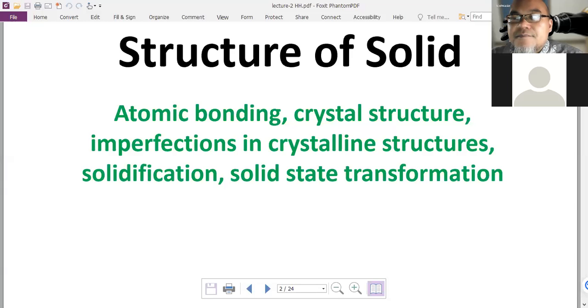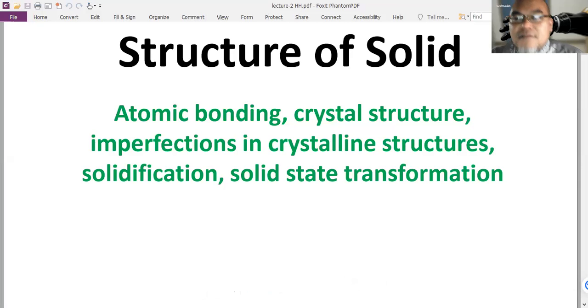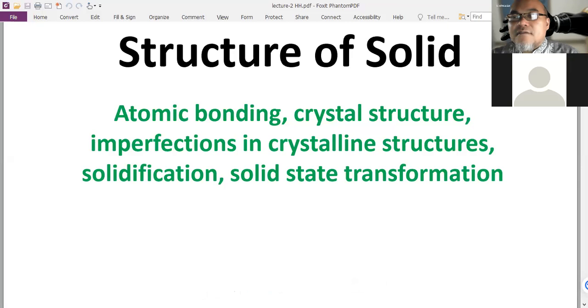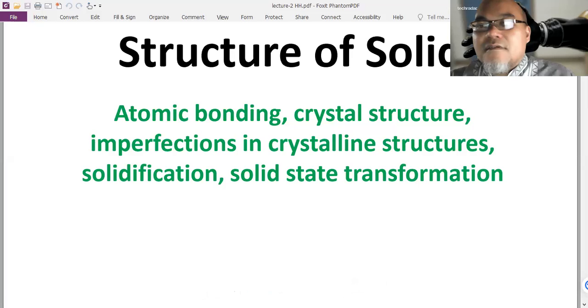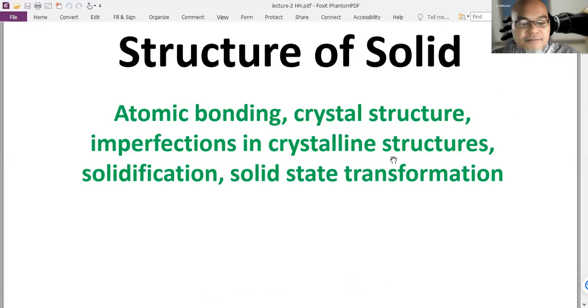Solid. Then also solidification, solid state transformation. Wait a moment, maybe I have a different slide. Structure.